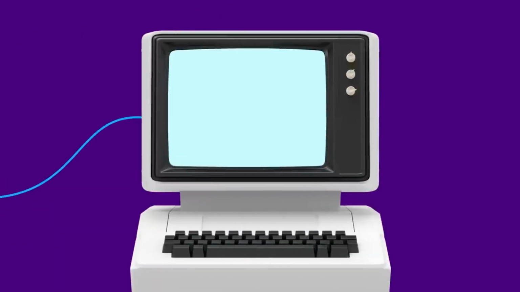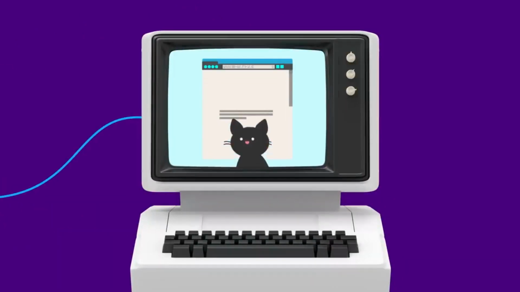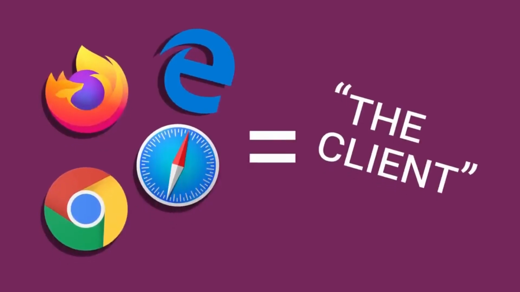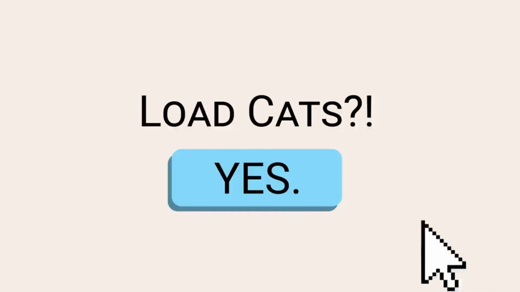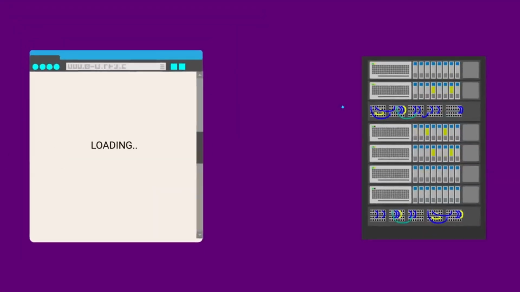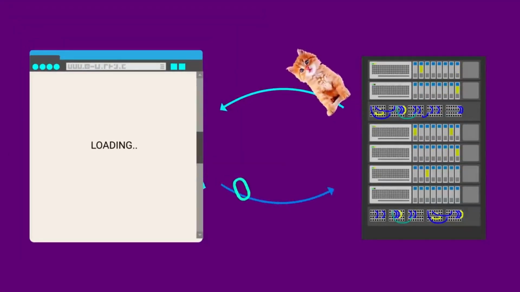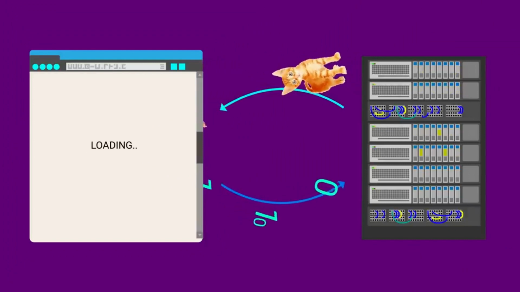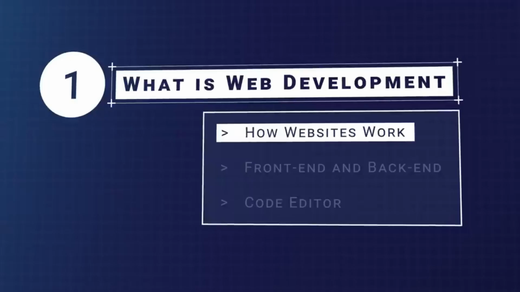You can then load that website through a browser, like Chrome, Firefox, or Safari, on your computer or on your phone. Your browser is also called the client in this situation. So every time you're on the internet, you, the client, are loading data from the server, as well as submitting data back to the server. This back and forth between the client and the server is the basis of the internet.